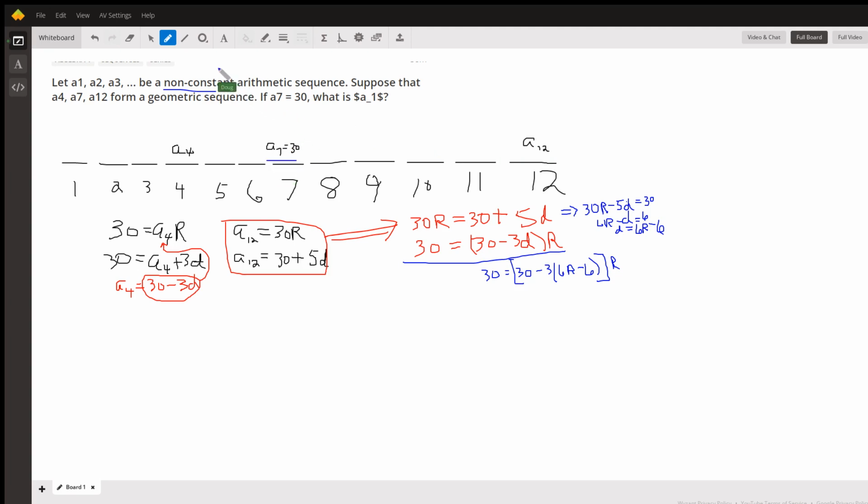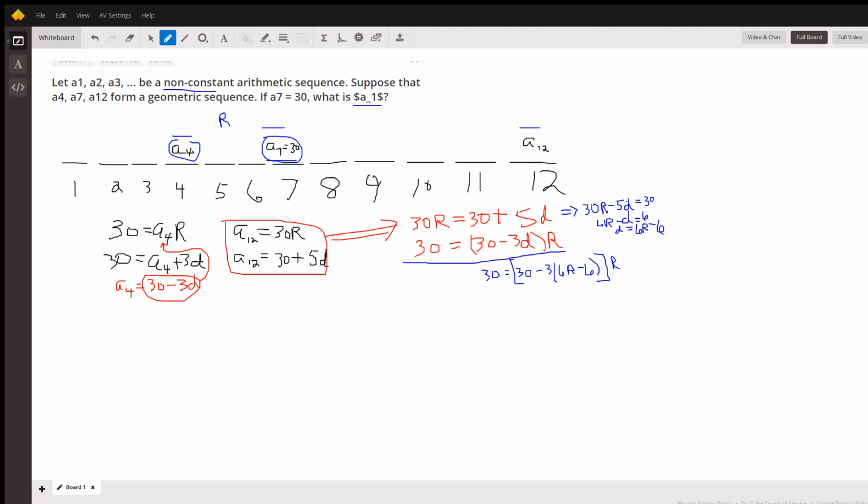So what we want to do is come up with some equations that allow us to solve. We eventually want to find a sub 1. So here's the idea. Since a sub 4, a sub 7, and a sub 12, just those three terms, form a geometric sequence, there's got to be some common ratio that when you take it times this term, you get a sub 7. So 30 equals a sub 4 times whatever that common ratio is.